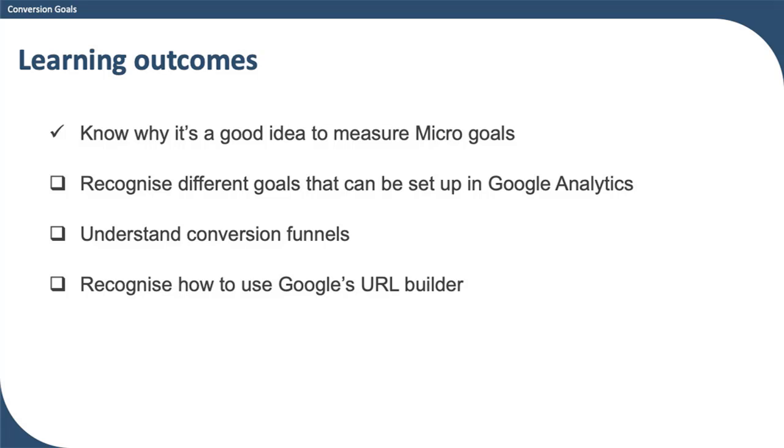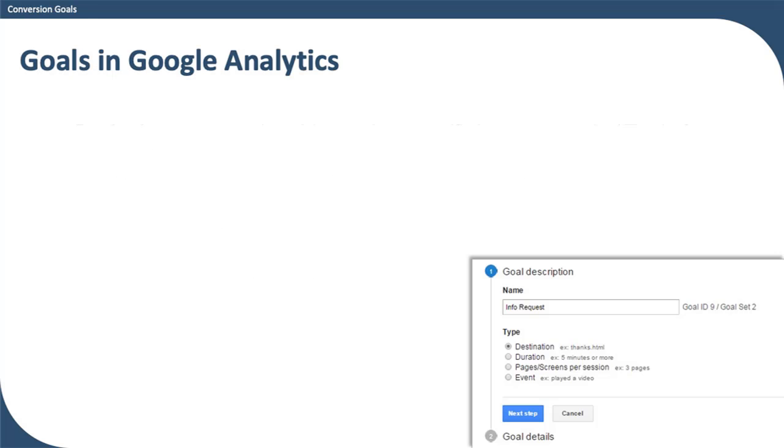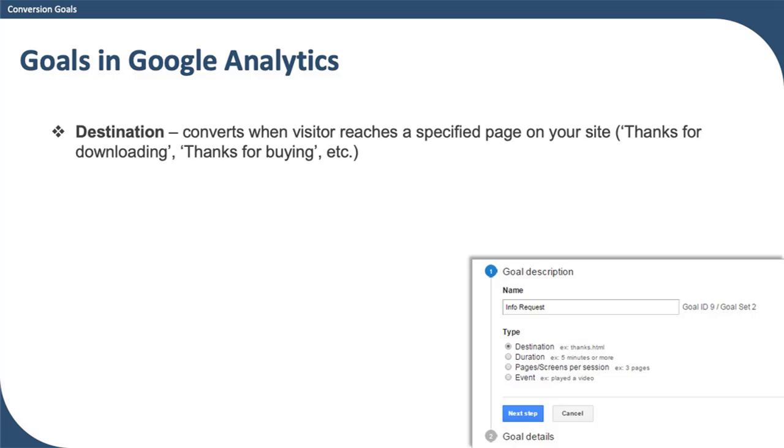Next, we'll look at the different types of conversion goal that can be set up in Google Analytics. So in terms of setting up goals in Google Analytics, it's helpful to know what's available to you. And there's 4 different types of goals in Google Analytics. There's the destination, duration, pages per session, and event. The first is probably the most important, the destination goal. And this goal converts when a visitor reaches a specific page on your site. For example, the thanks for downloading or thanks for buying page.